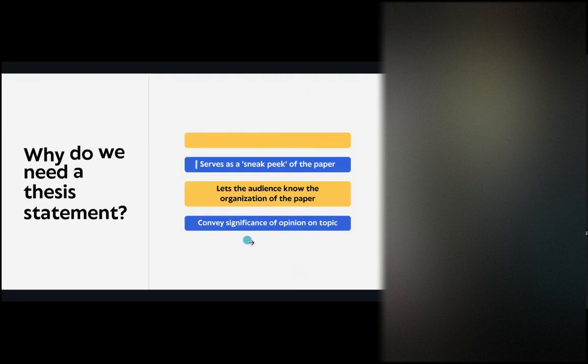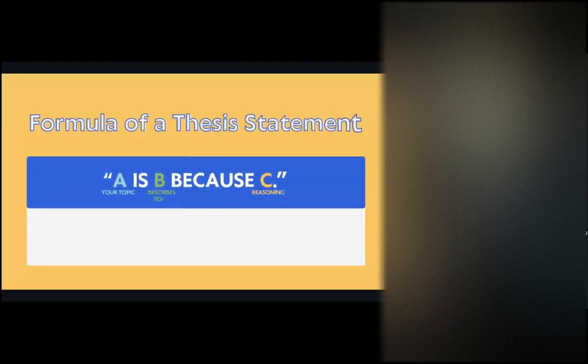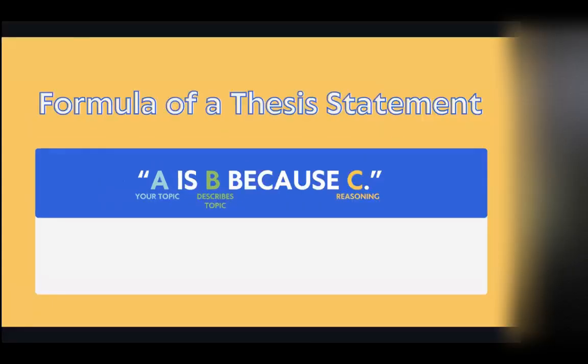Okay, and then on to the next part, we'll be talking about the formula of a thesis statement. A thesis statement usually follows this basic formula that I, as a student writer, also always try to follow, which is A is B because C. So the A in here will be your topic that you will be talking about. And the B will be a short description of your topic, or if it's an argumentative essay, it can also be your stand. Are you on the pro side or on the con side? You can put this in the B part.